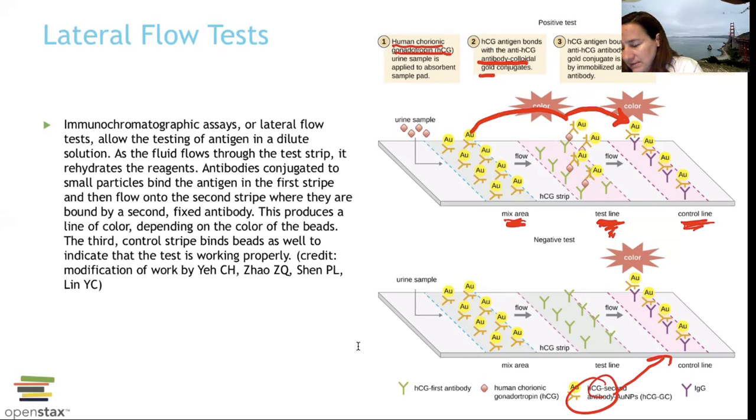If somebody urinates and there's no HCG antigens, you are going to have these guys go across, but your sandwich ELISA is not happening because you don't have an antigen to set it off and to capture those. So you skip your test line. This is going to be negative, but your control line still gets set off. So this is your pregnancy test, looking for HCG.